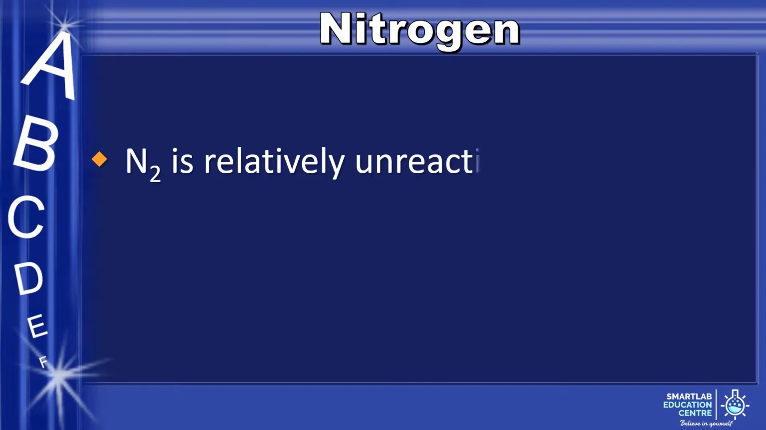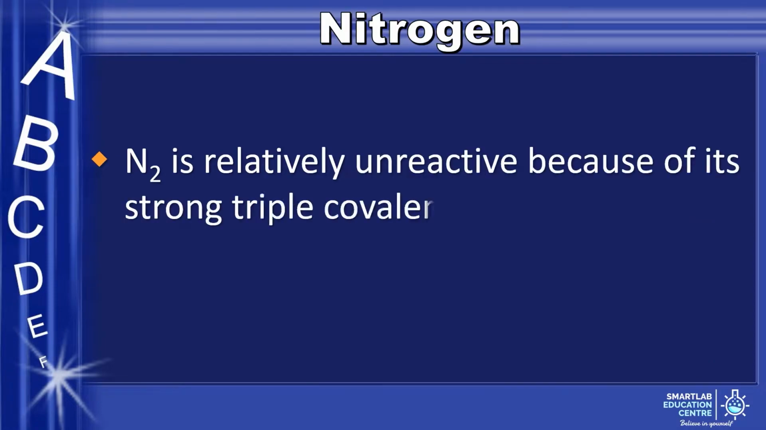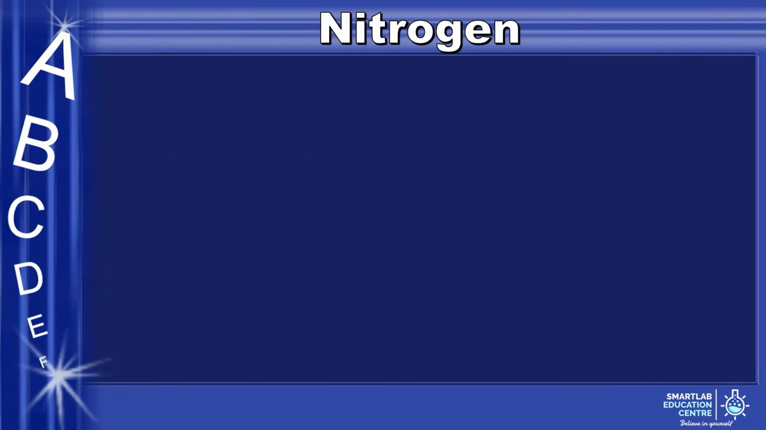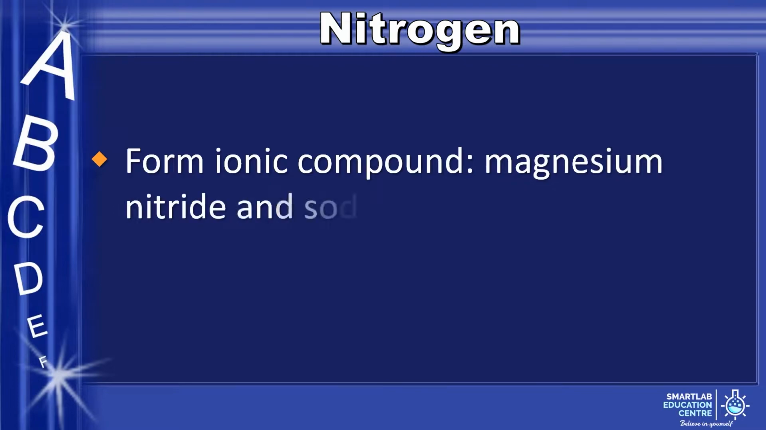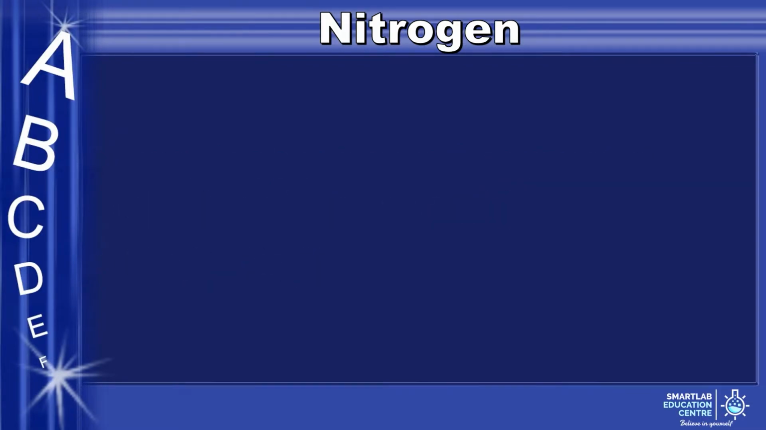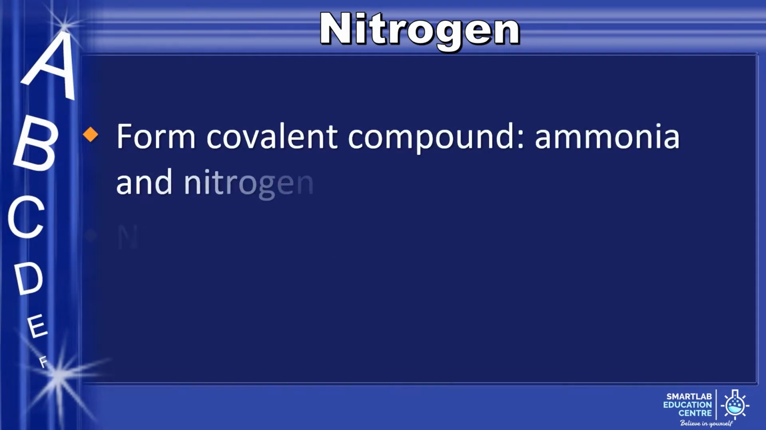Nitrogen is relatively unreactive because of strong triple covalent bonds between the N atoms. Nitrogen forms ionic compounds, magnesium nitride and sodium nitride. It also forms covalent compounds, ammonia and nitrogen.